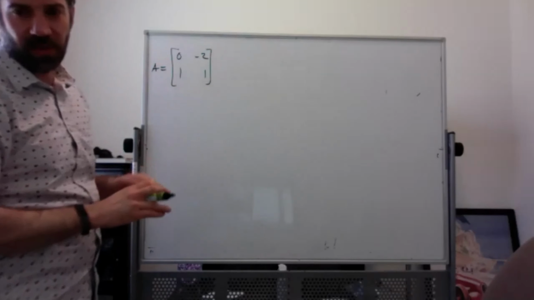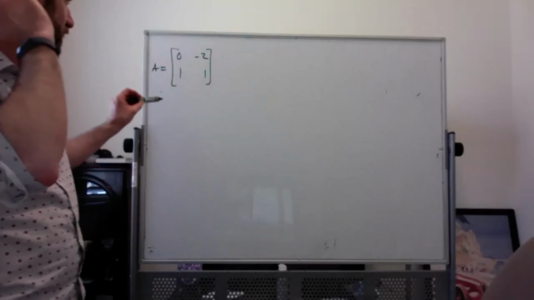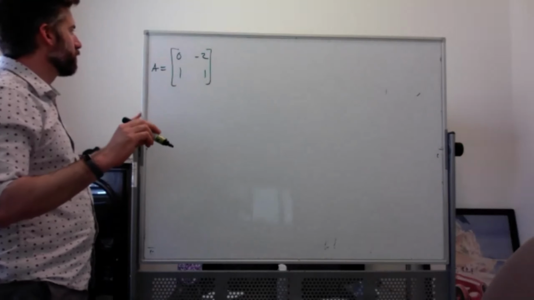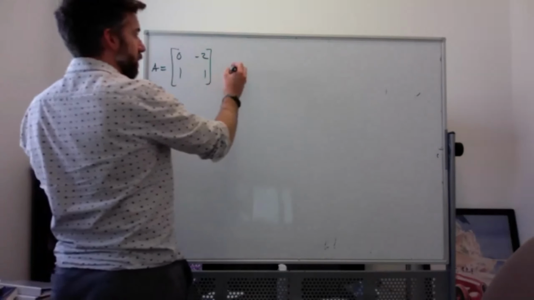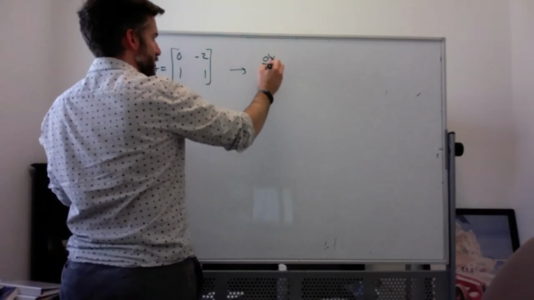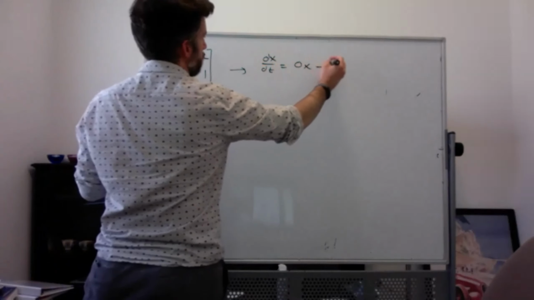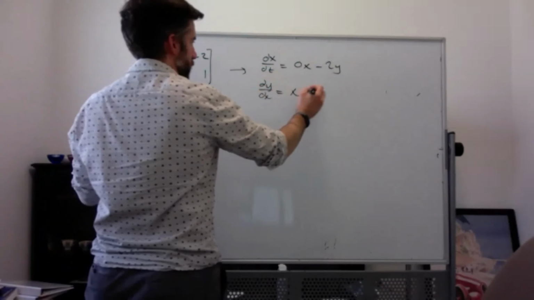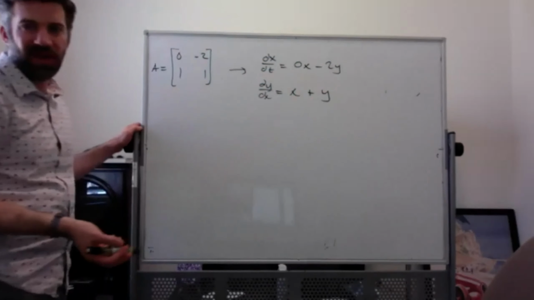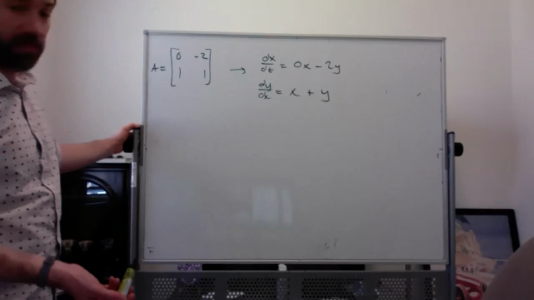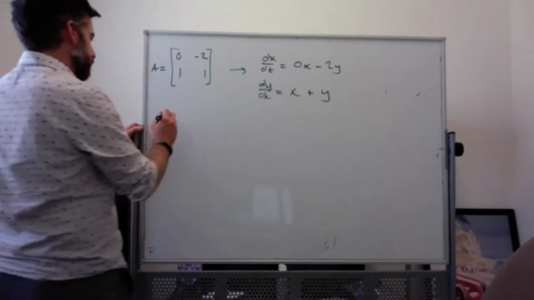Now, when I talk about compartment models, we'll do this example. So this corresponds to, this means I have the system dx/dt equals 0x minus 2y and dy/dt equals x plus y. A lot of times people just say, here's the matrix, we know the system it came from. So now I'm going to find the eigenvalues.